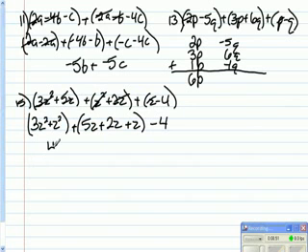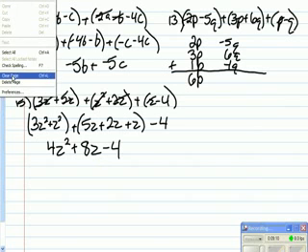3z squared plus another z squared is 4z squared. 5z and 2z is 7z. So another one is 8z. And negative 4. Okay, that is the end of the first page. That's all the ones that were sums. So those were all adding. On the next page, it's all difference, which means we're going to be subtracting.